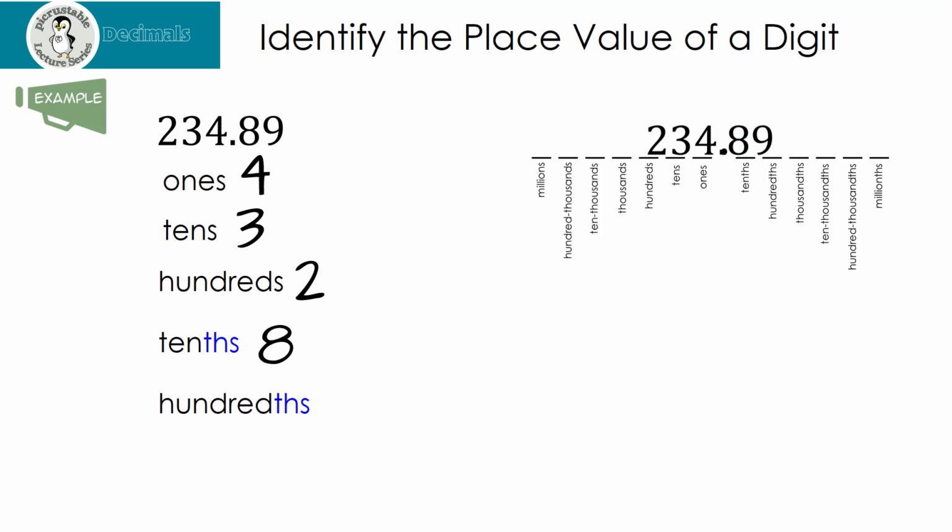And finally, what number is in the hundredths place? Notice it has a THS. That reminds us that this number is going to be to the right of the decimal place. And in this case, it's a 9.